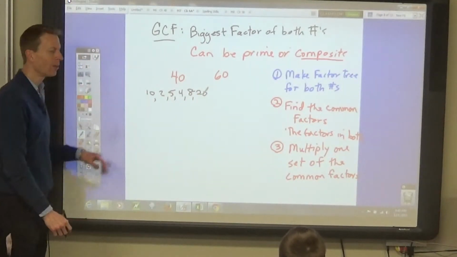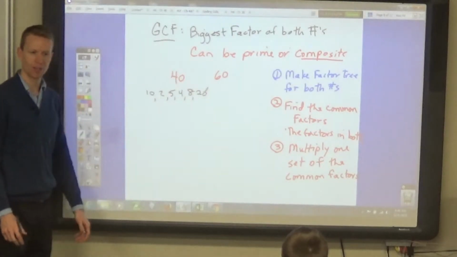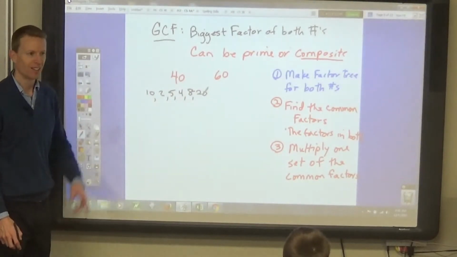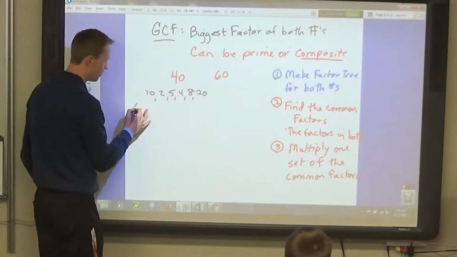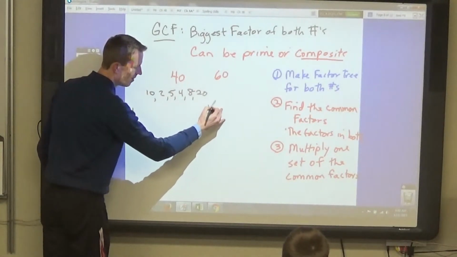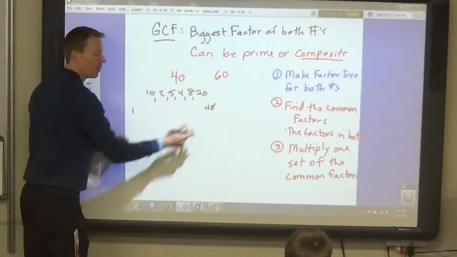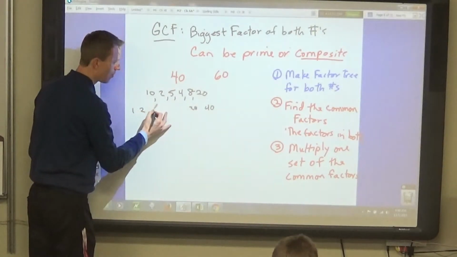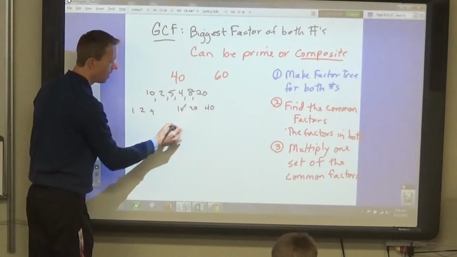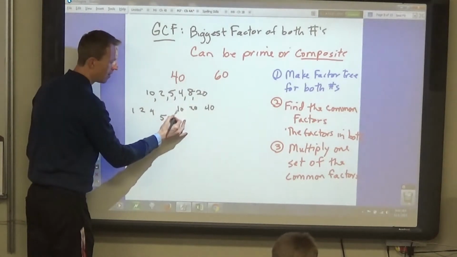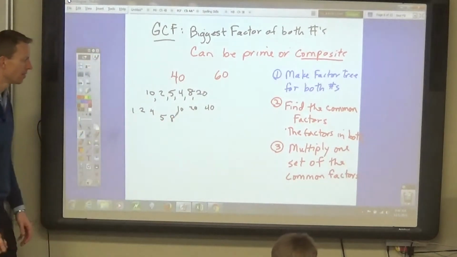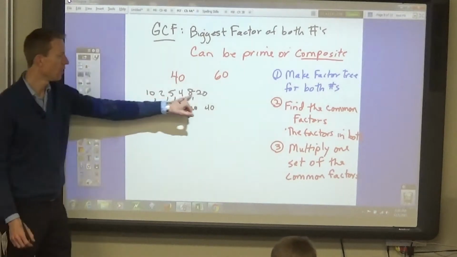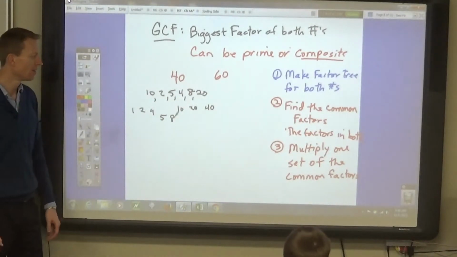How do we do this to make sure we have all of them? We do either the factor tree or the thing where you put 1 and 40, and you narrow it down. 2 and 20, 4 and 10, 5 and 8. Do we have them all? Yes. Can you look at this list and know that you have them all?